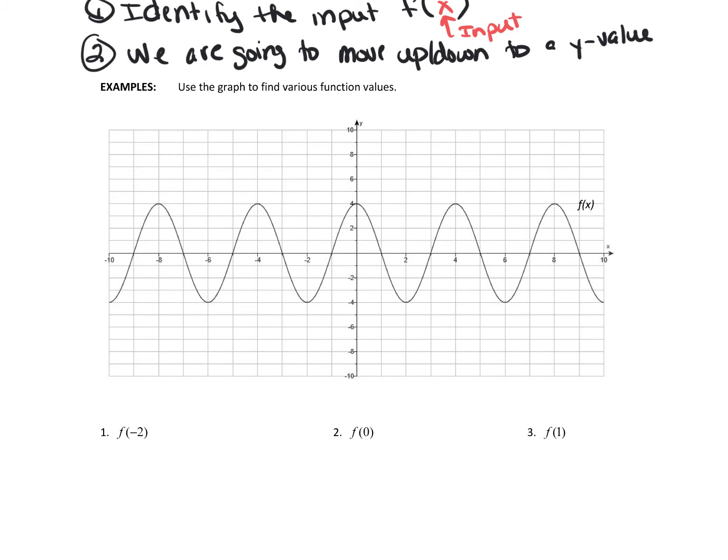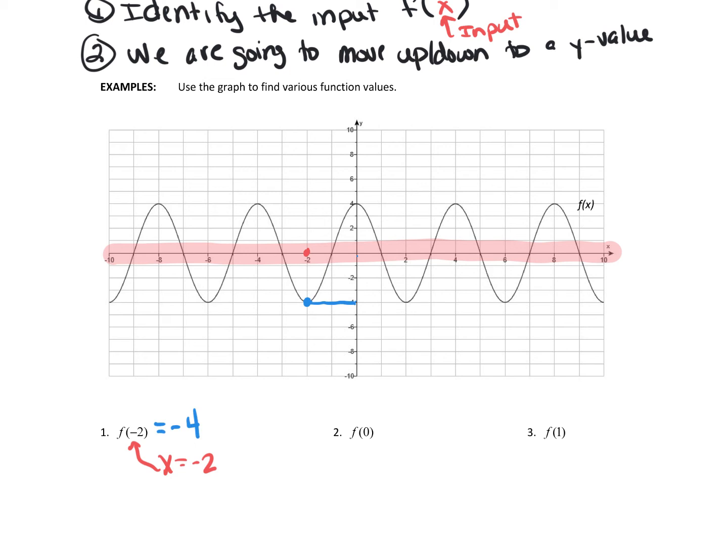The first example says f of -2. So what this really means is that x is equal to -2. So what you want to do is come on your x-axis and find the value of -2. And so we can come here and we see that -2 is sitting here. We want to find the corresponding y value by moving along to the y-axis to this value over here. And if you notice, here is the y value that corresponds to that -2. It is -4. So this answer is just -4.